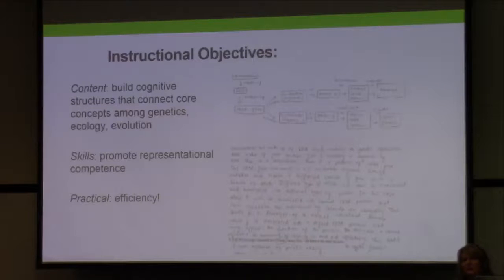When in fact what we really wanted is for them to use genetics to explain evolution, because they are one and the same. And then when we get to ecology, use that prior information to understand the nature of interactions and how selection works in a system.